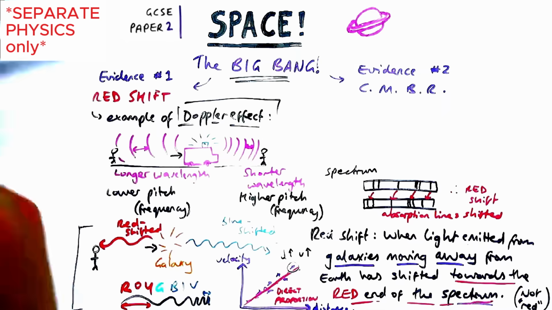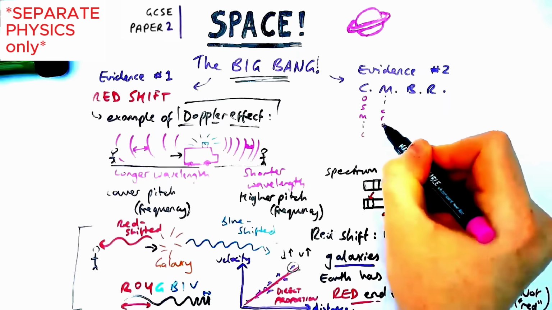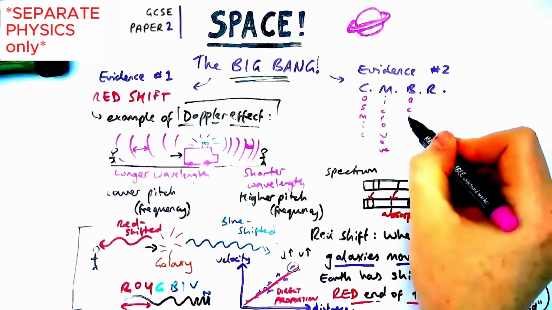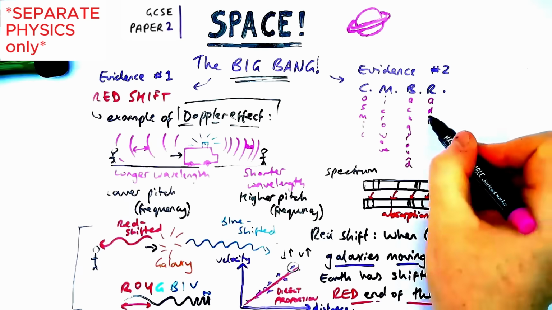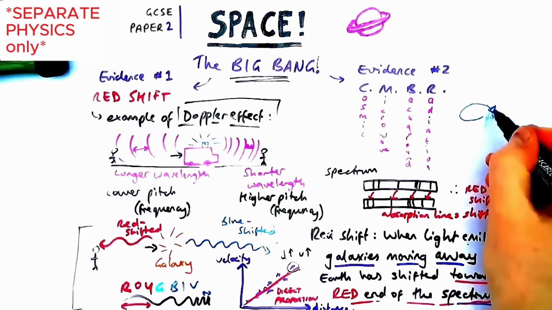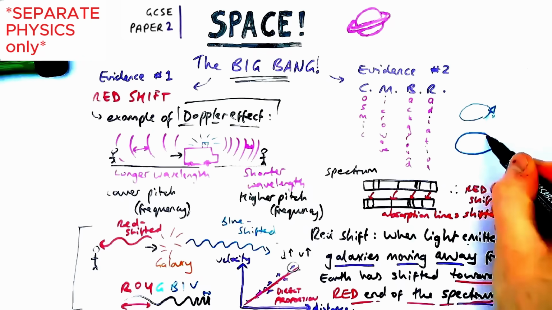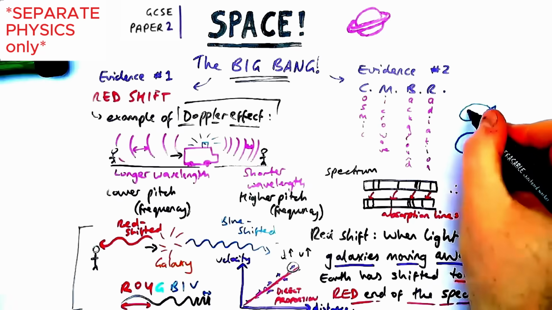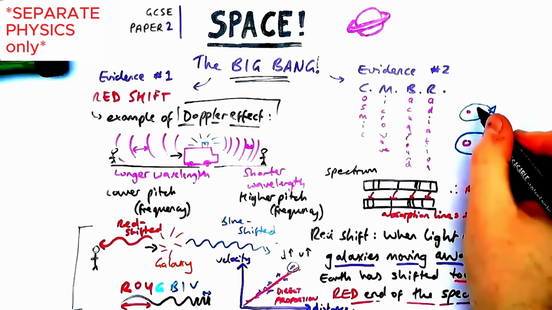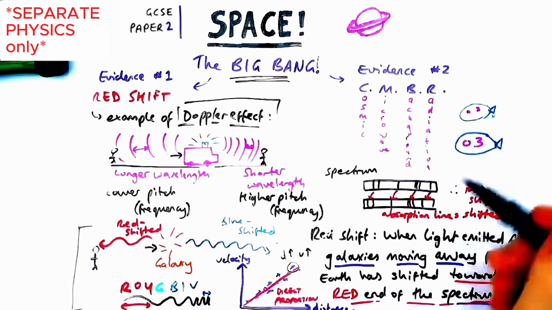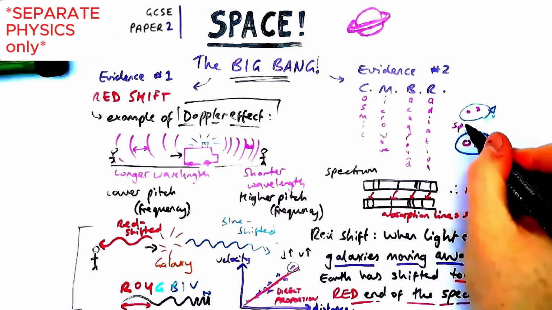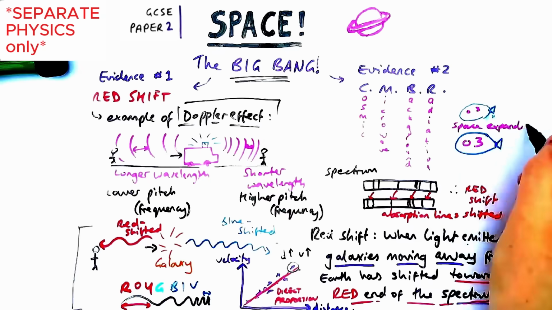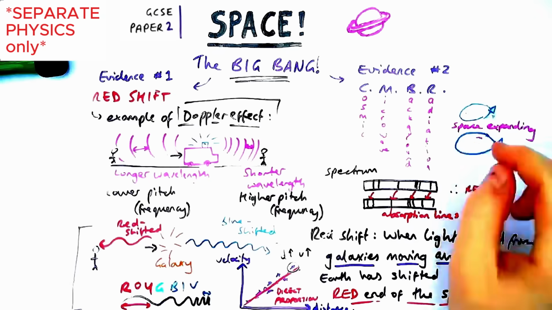Let's have a look at evidence 2, CMBR, which stands for Cosmic Microwave Background Radiation. Now let me tell you a little bit about how it works. The analogy I'm going to use is that of a balloon. A balloon is like space, it's expanding. If I was to draw a little dot on the balloon, or a symbol, and then blow up the balloon, the dot stays the same, but it kind of expands. This is representing space expanding.